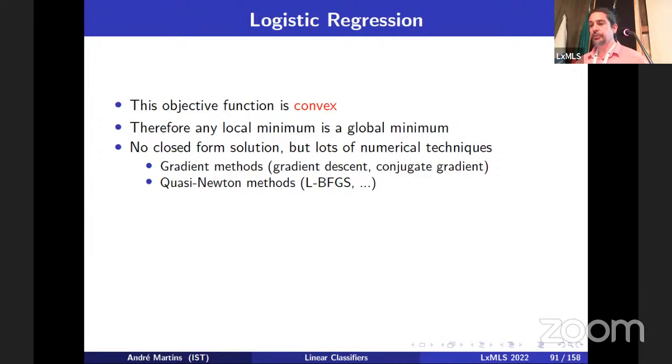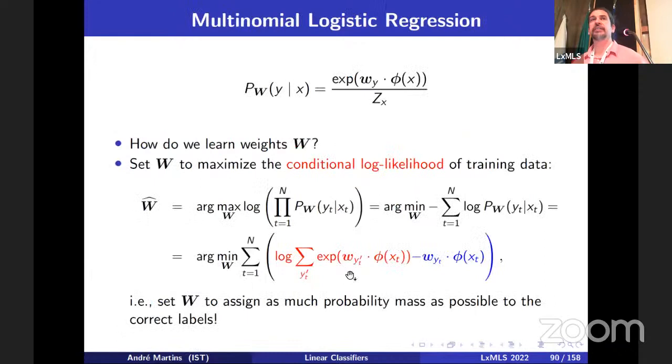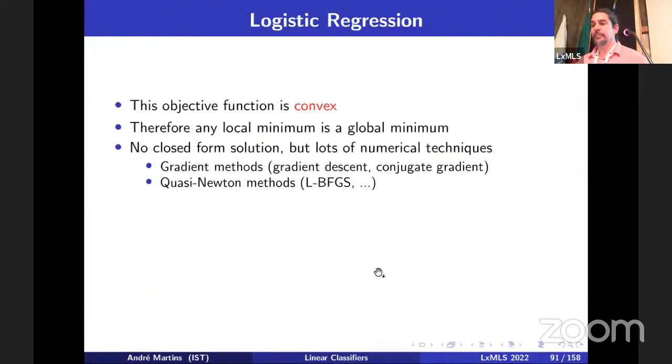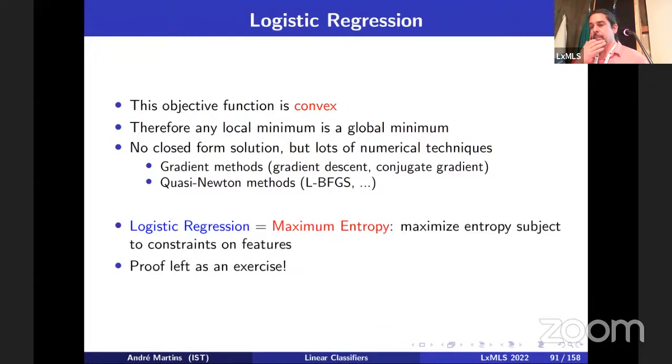There is no closed form solution for this minimization problem, unlike linear regression or naive Bayes. But there are lots of numerical techniques to optimize this problem. This includes gradient methods, gradient descent, conjugate gradients, quasi-Newton methods like LBFGS, and so on. Today I'm going to talk about stochastic gradient descent. If you've ever heard of maximum entropy models, sometimes people use that name. They mean exactly the same thing as logistic regression. The reason they call it maximum entropy is that there is a duality between maximizing conditional entropy with constraints and logistic regression. I'm not going to get into details, but this is the reason.